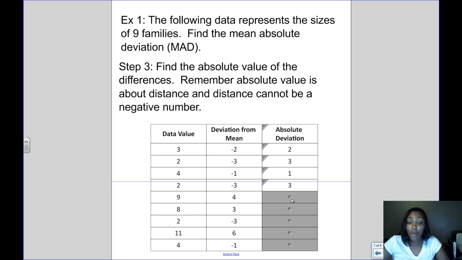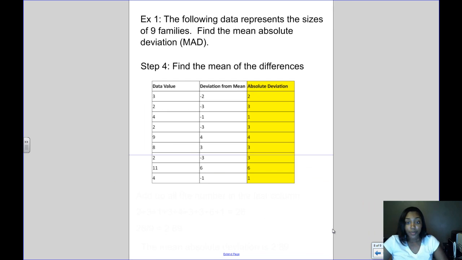The absolute value of positive 4 is positive 4. The absolute value of positive 3 is positive 3. The absolute value of negative 3 is positive 3. The absolute value of 6 is 6. And the absolute value of negative 1 is positive 1. So the third step is that we need to find the absolute value of those deviations, which basically means all the positives will stay positive, but all the negative numbers need to become positive numbers.